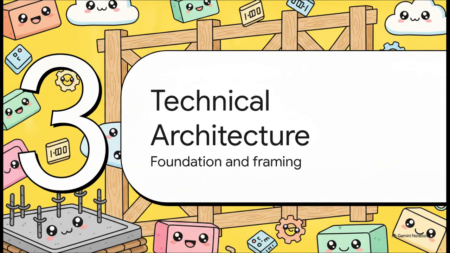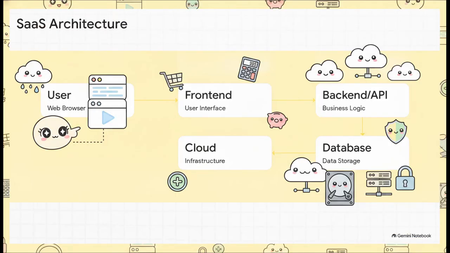All right, Phase 3, the technical architecture. It's time to pour the foundation and frame the walls. Let's actually trace a single user request to see how this all connects. A user clicks a button on the visual front end, the storefront. That request travels through an API, which acts basically like a digital messenger, taking it to the back end. The back end processes the heavy business logic, like calculating tax on an invoice. Then it securely stores or retrieves that info from the database, and the whole shebang is hosted on scalable cloud infrastructure.